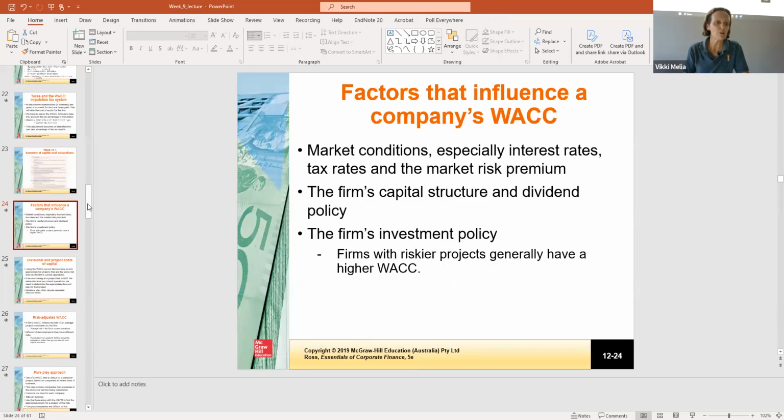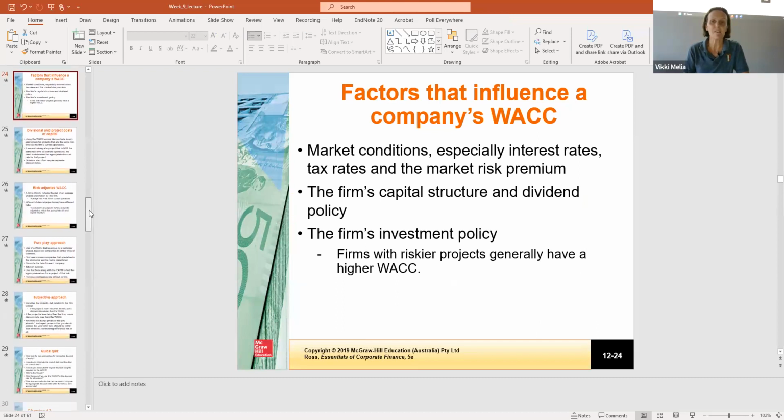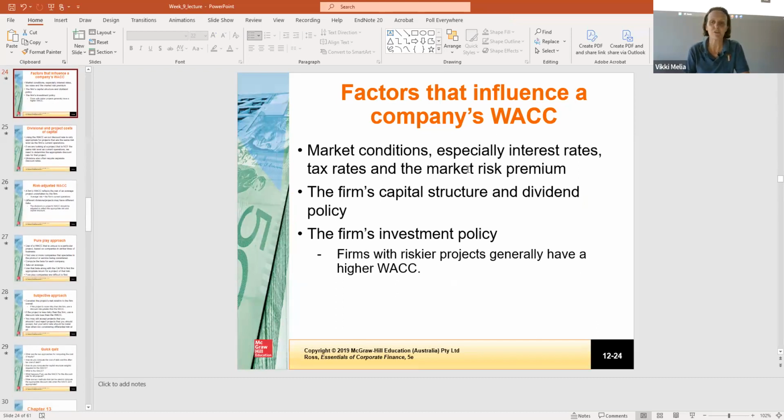So we'll just have a quick look at the factors that can influence a company's weighted average cost of capital. The first one's pretty important.